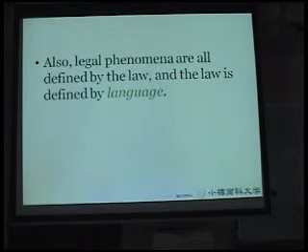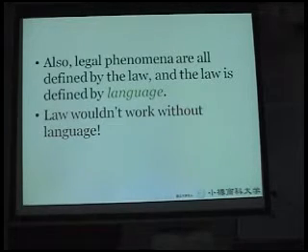Also, legal phenomena are all defined by the law. Law defines what kind of act is criminal or not. So law defines what's legal or what's illegal. So legal phenomena are all defined by the law. And the law is defined by language, right? So law wouldn't work without language. No doubt about it.